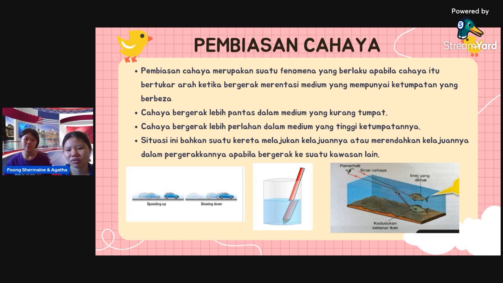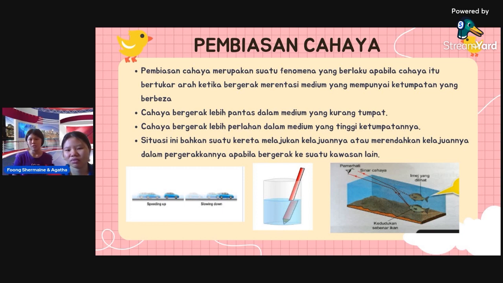This situation happened because when the medium has a high density, it means that there are a lot of particles in the object. So the light has to move slower through those particles. And vice versa, when they are in a medium that is less dense, meaning that there are fewer particles in the object, the light can move faster through the object.